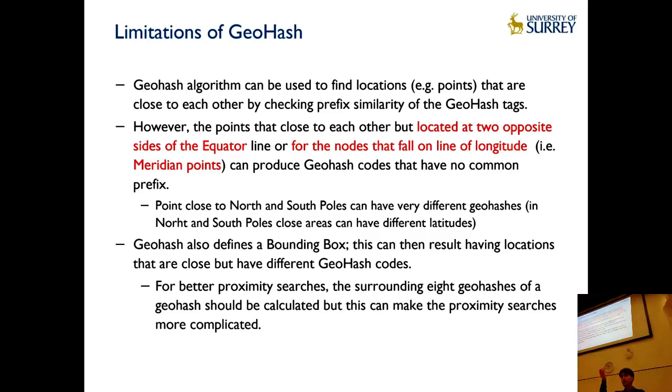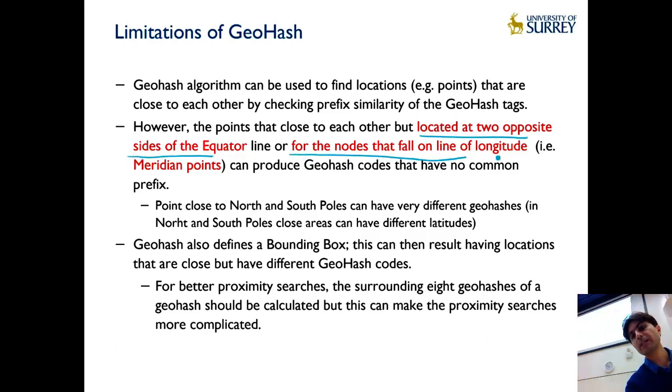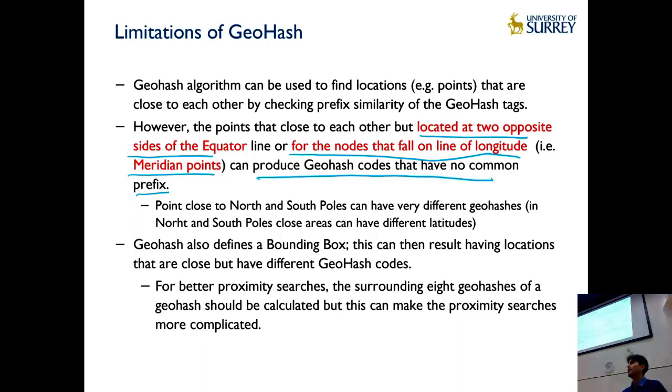Now the limitations, the three limitations we had. One, areas located on two opposite sides of the equator, or nodes that fall on the longitudinal or meridian lines, can produce geohashes that have no common prefix. Let's say you're very close to the equator, but one falls slightly higher than the equator and one is slightly lower than the equator.